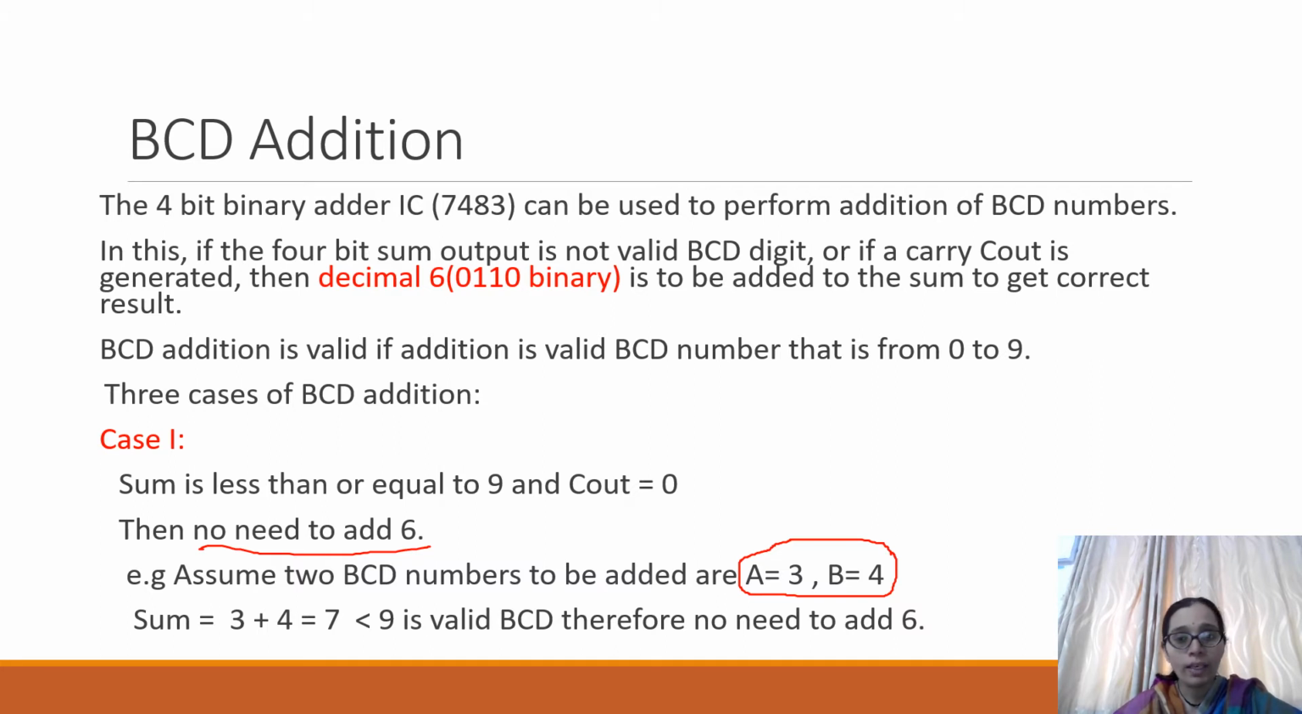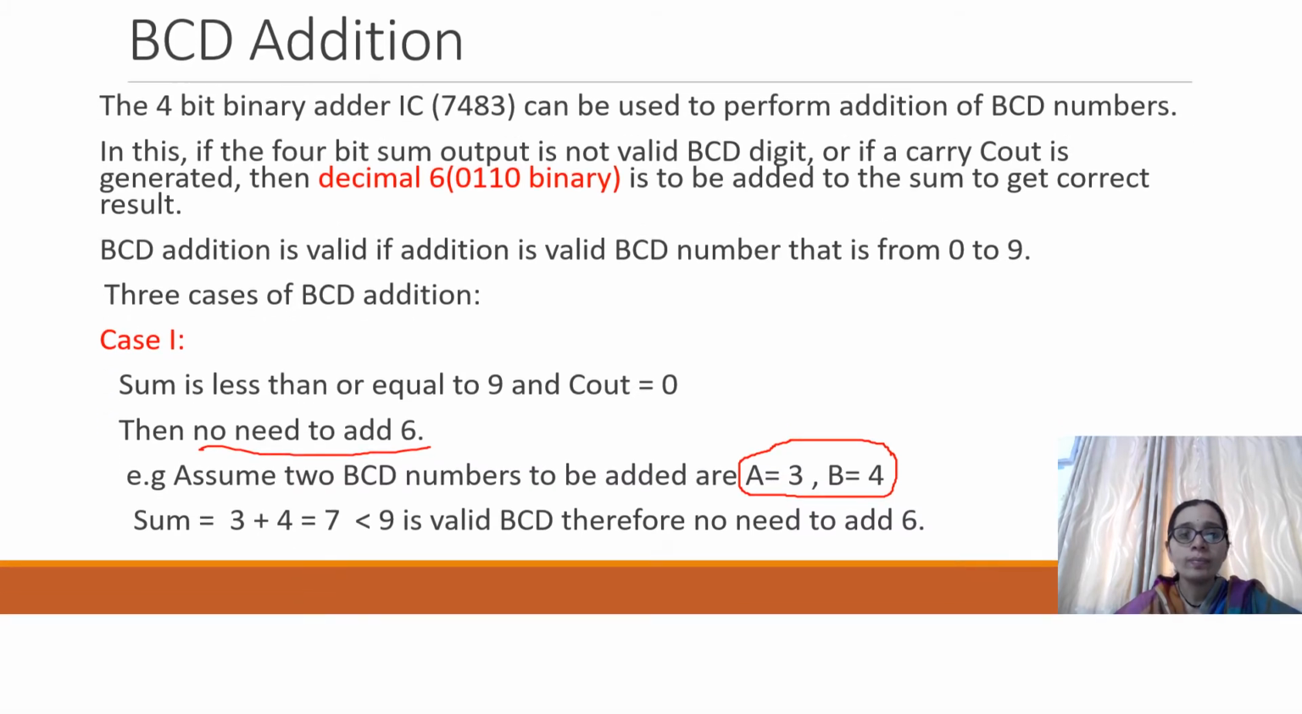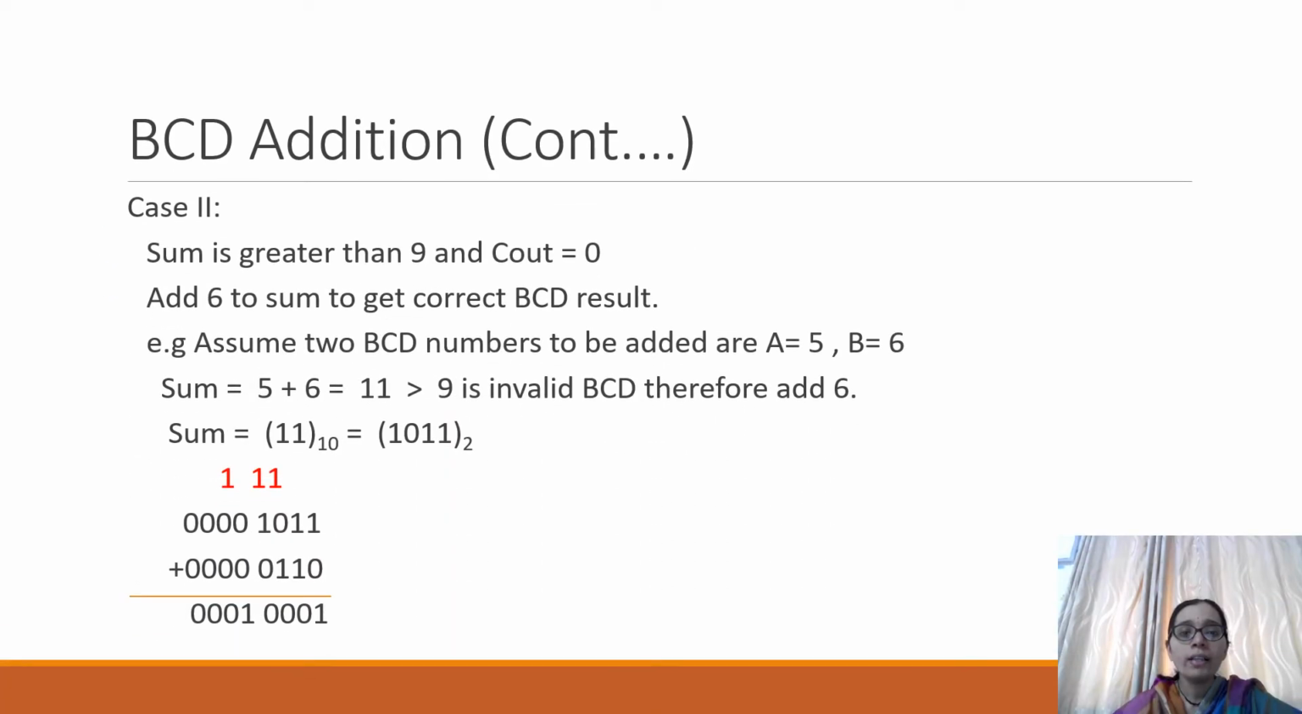Therefore, no correction factor is needed. No need to add 6. Now, let us see case 2. Case 2 of BCD addition is whenever sum is greater than 9 and Cout equal to 0.